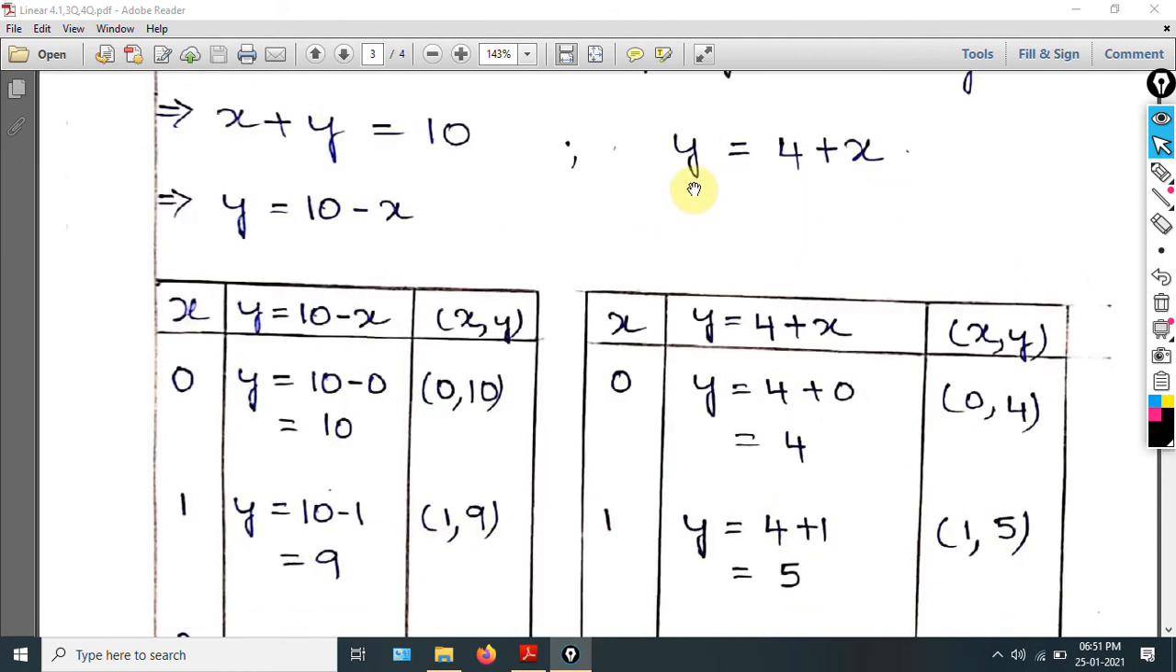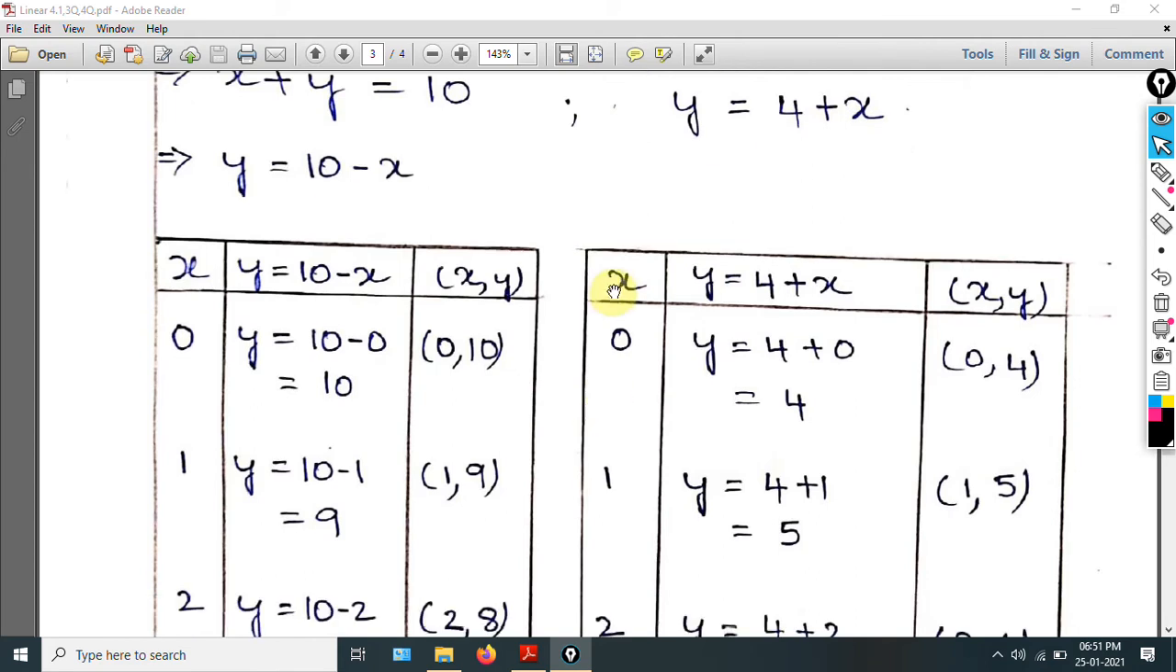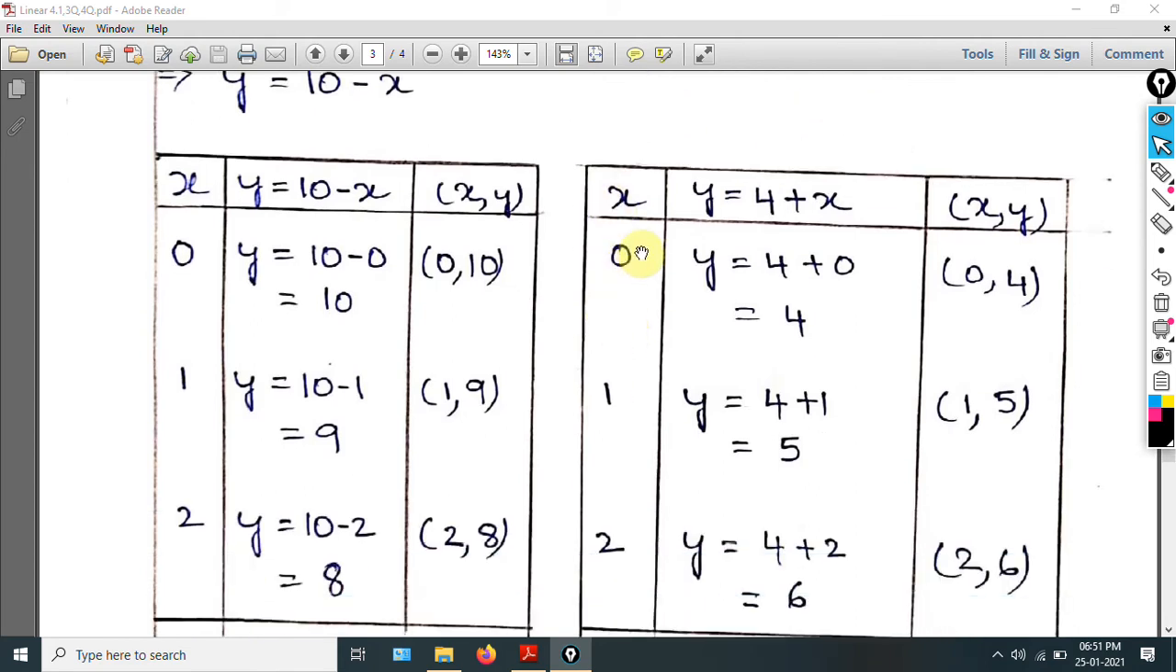Next for this equation we will draw the table. Okay. So x here I am writing now, y equal to 4 plus x. I am writing as it is, x comma y. So in place of this x I am assuming value 0. Any value you can take. I am taking 0. So y equal to 4 plus 0. In place of x I am taking 0, so 4 plus 0 equal to 4.